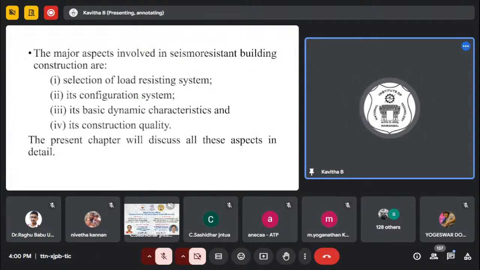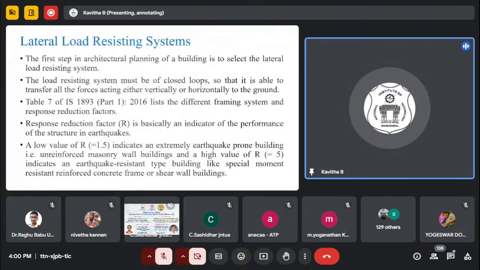First one is selection of load resistance system. What is load resistance system? This is nothing but the skeleton of your building. Skeleton is nothing but the combination of beams and columns. So usually our lateral load resistance system will be the same. Whatever may be the type of building, your lateral load resistance system will be an RC framework.